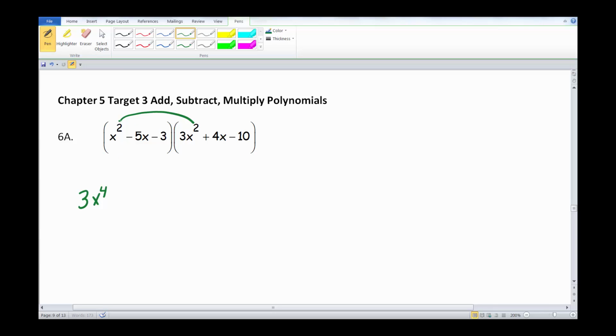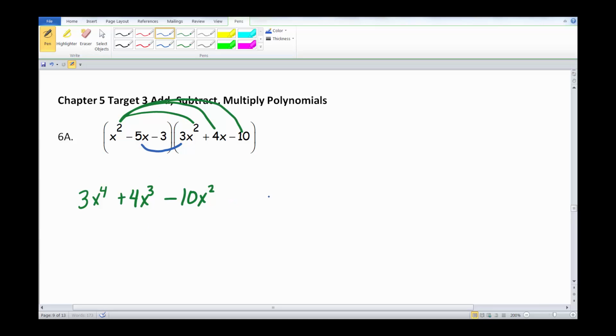Still using our x squared, we're going to multiply it then with that 4x, giving us plus 4x cubed. Multiplying x squared times negative 10, we end up then with negative 10x squared. Moving on to our negative 5x, we're going to multiply him by our 3x squared, giving us negative 15x cubed.